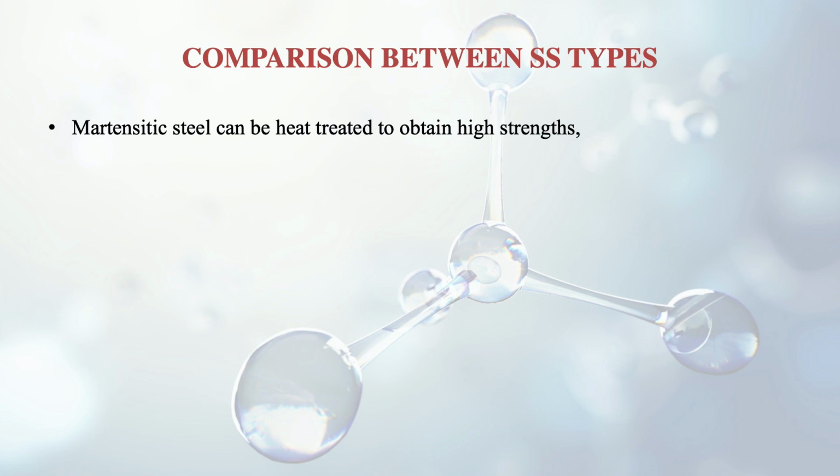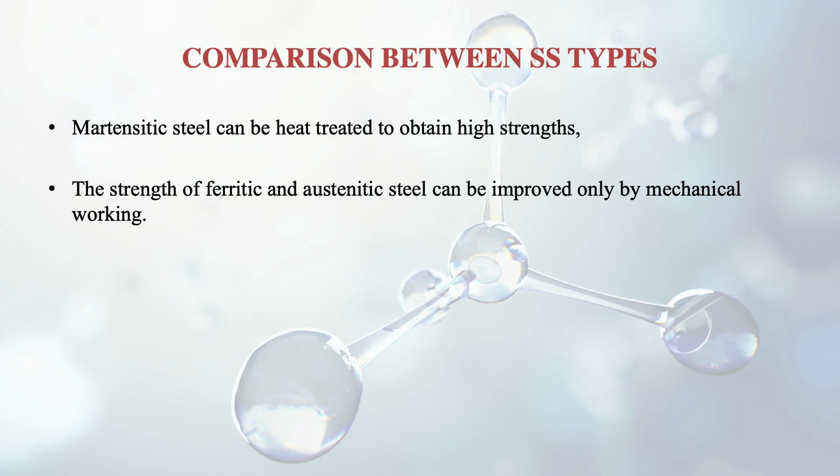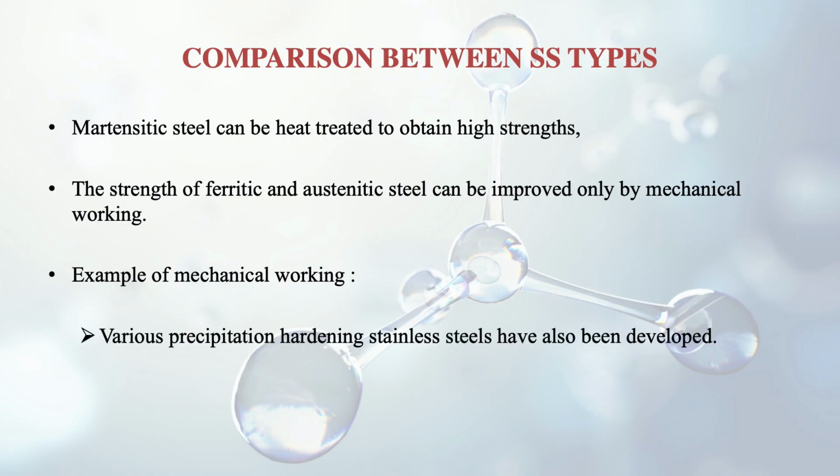Now we will compare between the different types of stainless steels. Martensitic steel can be heat treated to obtain high strengths. So this is the property of the martensitic steel. Further, the strength of ferritic and austenitic steel can also be improved, but it can be done only through mechanical working. One example of that is the various precipitation hardening stainless steels, which are developed by the mechanical working process.